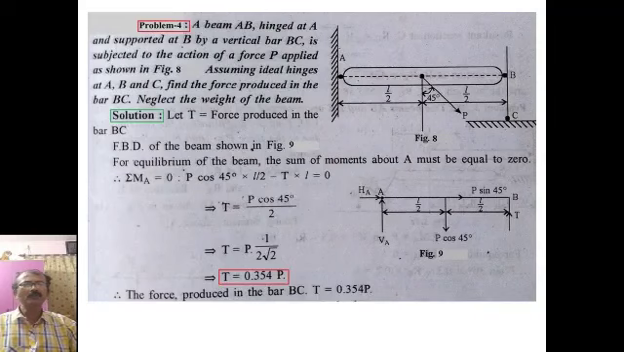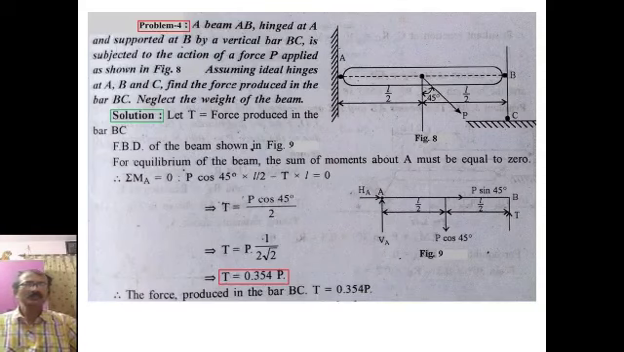Now, problem 4: the beam AB hinged at A and supported at B by a horizontal bar BC is subjected to the action of the force P applied as shown in figure 8. Assuming ideal hinges, meaning there is no friction at A, B and C, find the force produced in the bar BC. Neglect the weight of the bar. Now, the solution: T equals the force produced in the bar BC, and the FBD of the beam is shown in this figure.